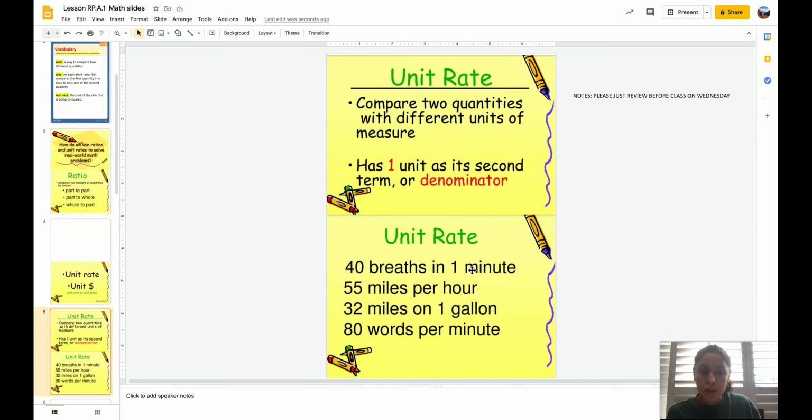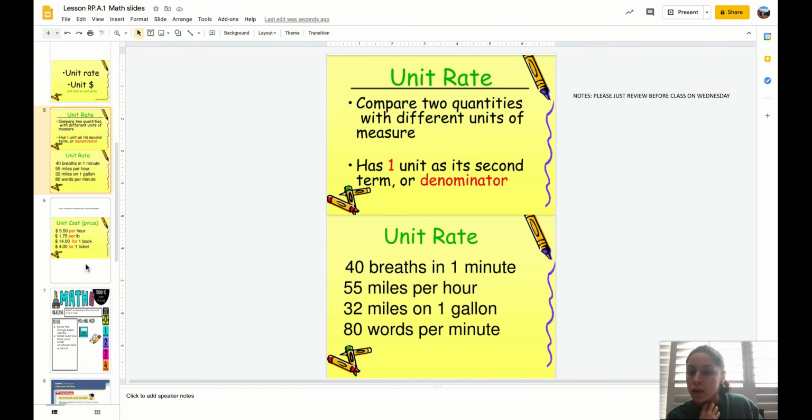Our examples are here: 40 breaths in 1 minute, 55 miles per hour, 32 miles on 1 gallon, 80 words per minute. That is our unit rate. If I would say 80 breaths in 2 minutes, that is not our unit rate. Our unit rate is the amount for one.